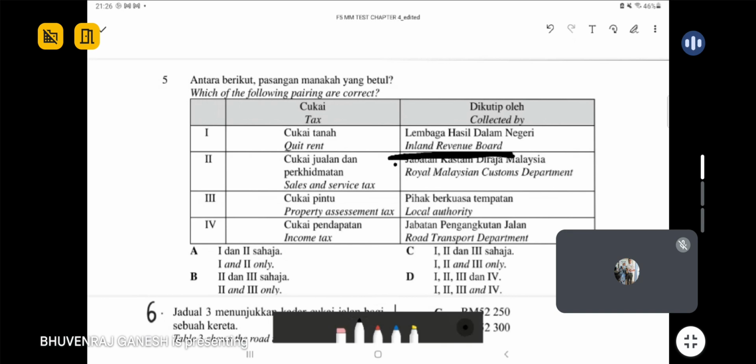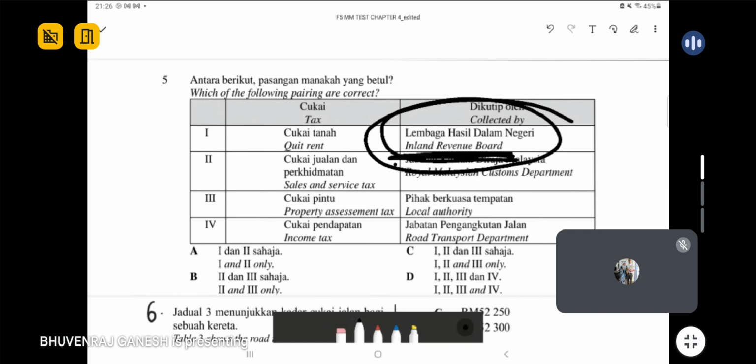Guys, do you all remember when the income tax calculation, they will ask you, let's say PCB less than income tax, what happened? There will always be one body collecting the tax. Do you all remember that body? It is this one, guys. Cukai pendapatan is always collected by LHDN. Income tax is collected by the Inland Revenue Board.